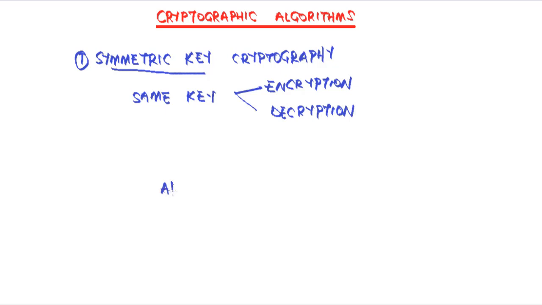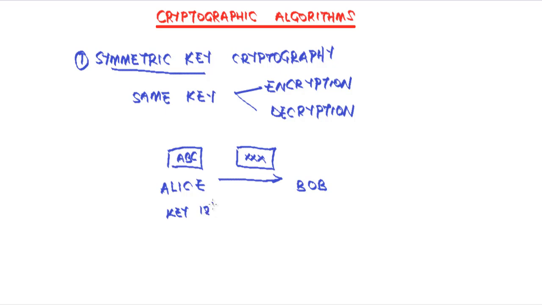So an example of this would be Alice. Let's take Alice and Bob. Alice wants to send a message to Bob, ABC, over to Bob. Now while this message is being sent, Alice has encrypted the message with a key 1, 2, 3. Now when Bob gets this message, he's going to use the same key 1, 2, 3 to decrypt this message to get ABC. So symmetric key cryptography just uses the same key for both encryption and decryption.